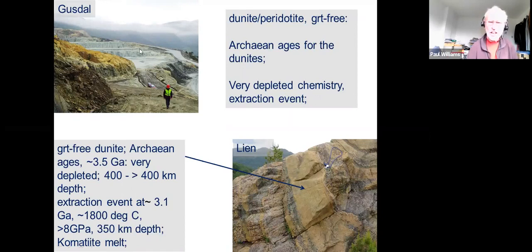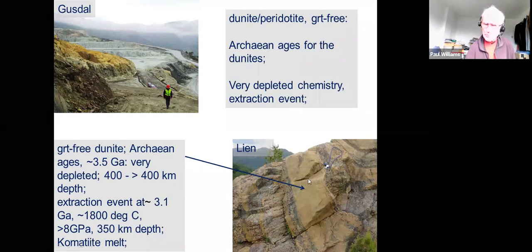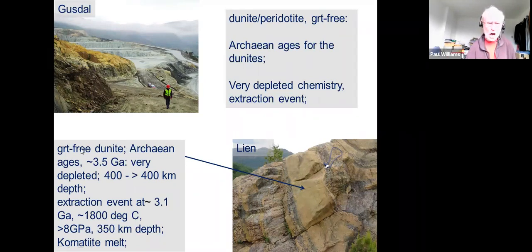So this dunite here has been involved in the generation of some melt. It has had melts extracted from it, which is why it now has very depleted chemistry. Now let's go on to the Lien outcrops. And first of all, we look at the brown stuff. Again, the garnet-free dunite. That again has got Archean ages, about 3.5 Ga, give or take.